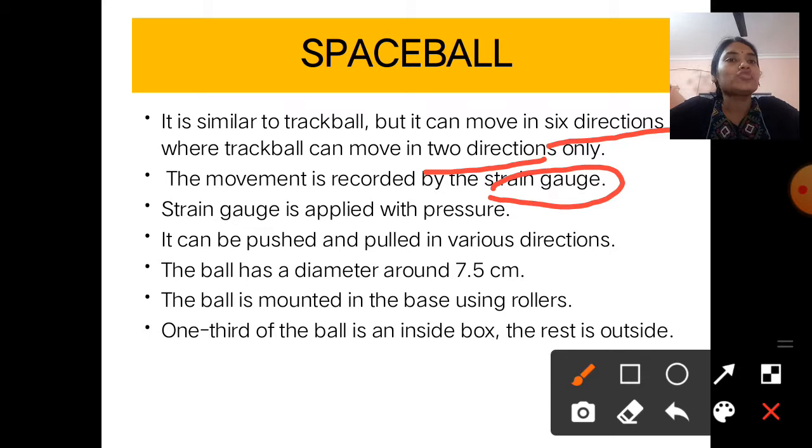A strain gauge is applied with a pressure. The ball can be pushed and pulled in various directions. The ball has a diameter of around 7.5 cm. The ball is mounted in the base using rollers. One third of the ball is inside the box, and the rest is outside.